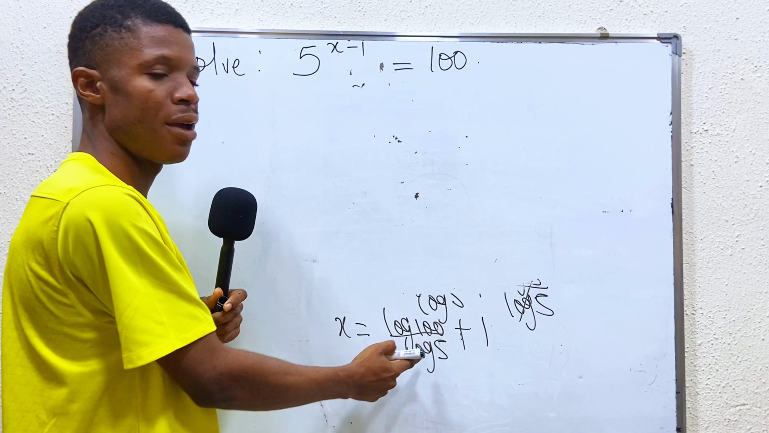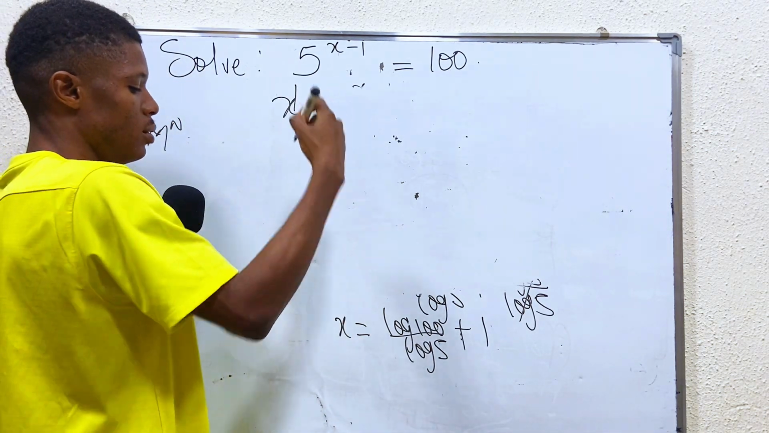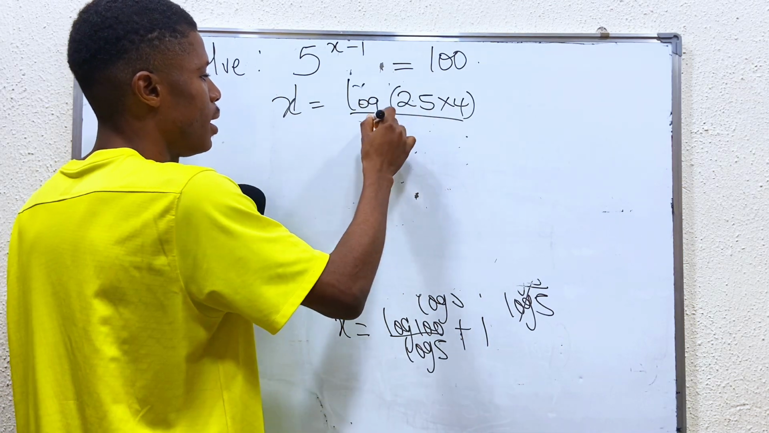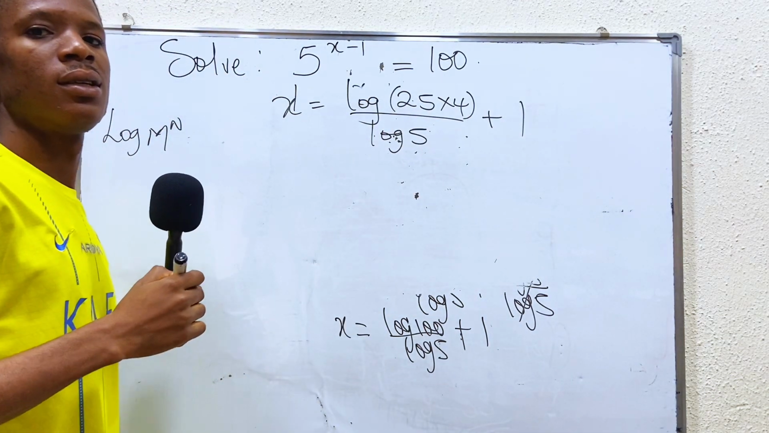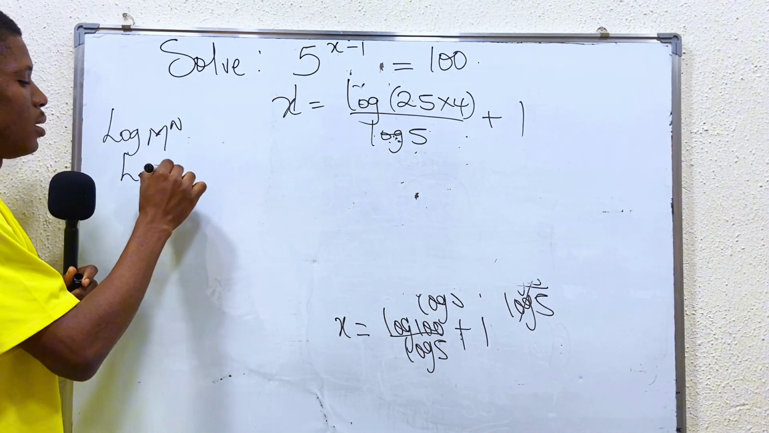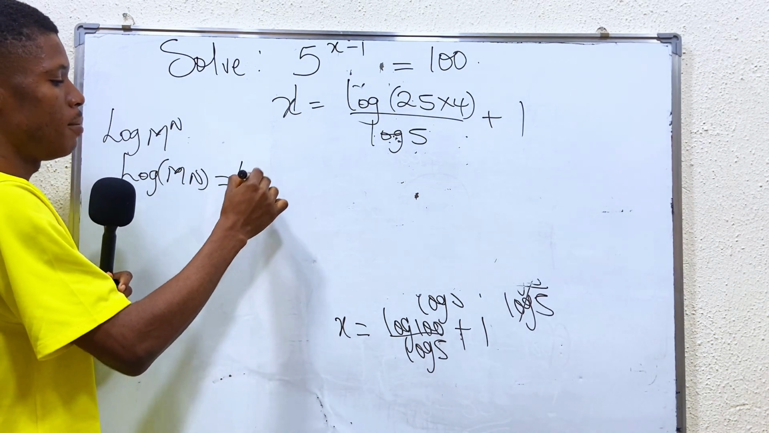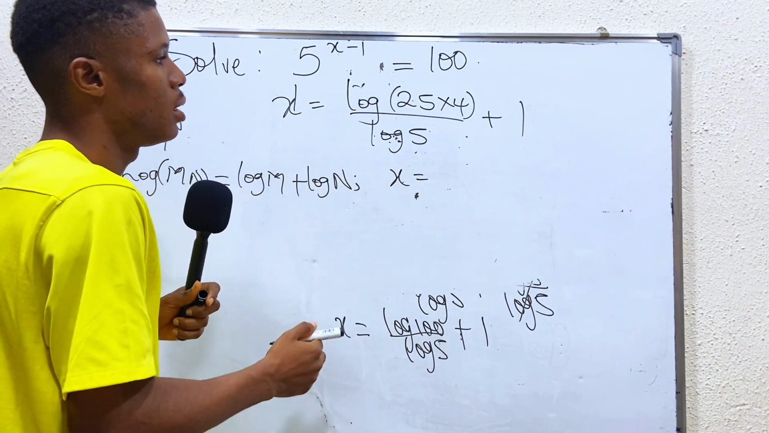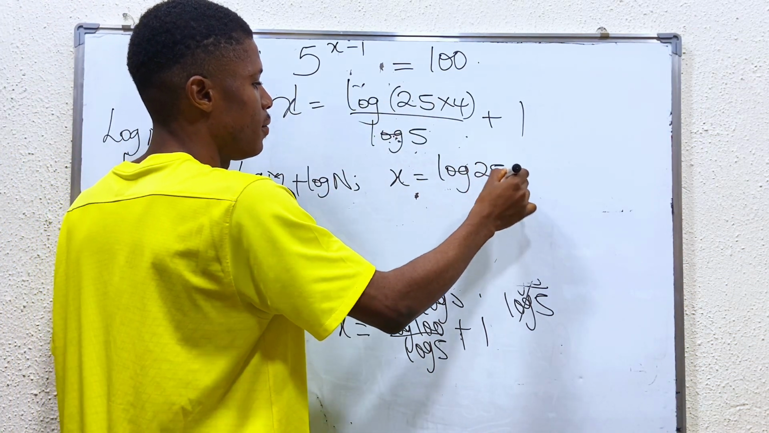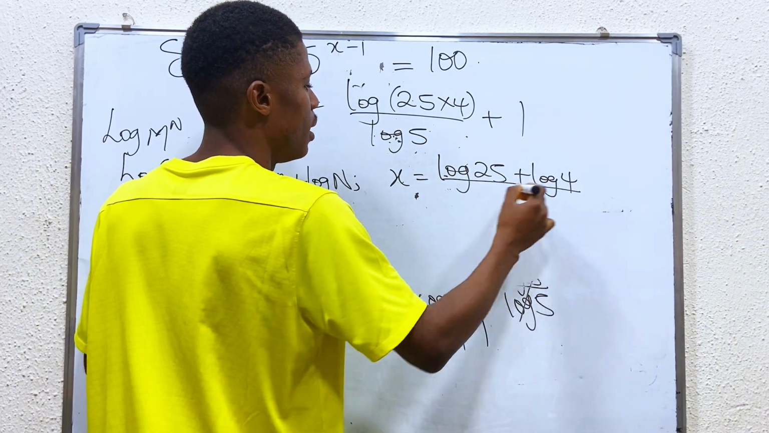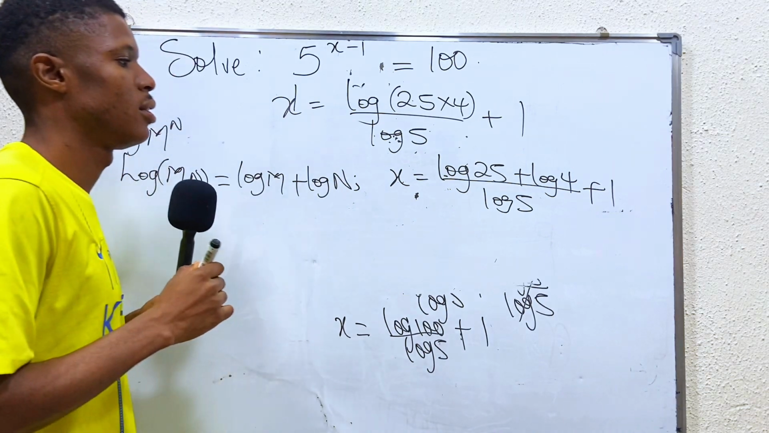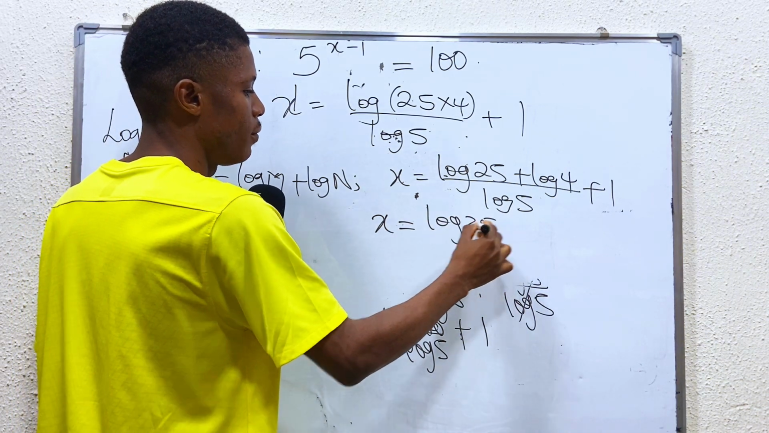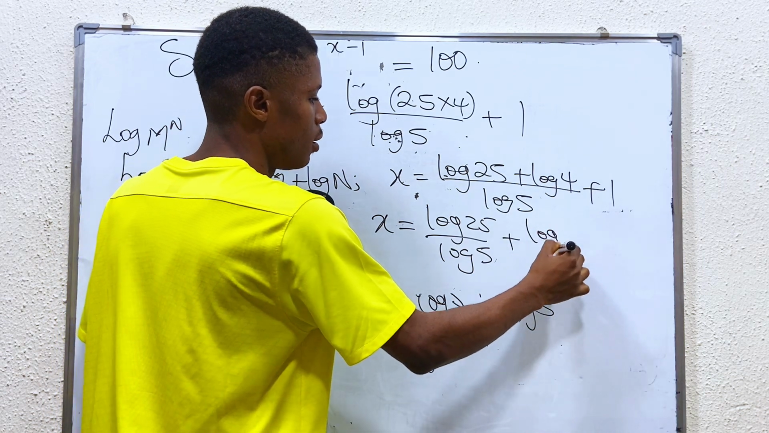Written in terms of 5, you can now say x is equal to log, instead of writing 100, I can write it as 25 times 4, divided by log 5, plus 1. You know the law of logarithm, which says that log mn is equal to log m plus log n. Let's apply it in the numerator. So we write it as log 25 plus log 4 divided by log 5 plus 1. Let's break down the fraction as usual. We have x is equal to log 25 over log 5, then plus log 4 over log 5 plus 1.